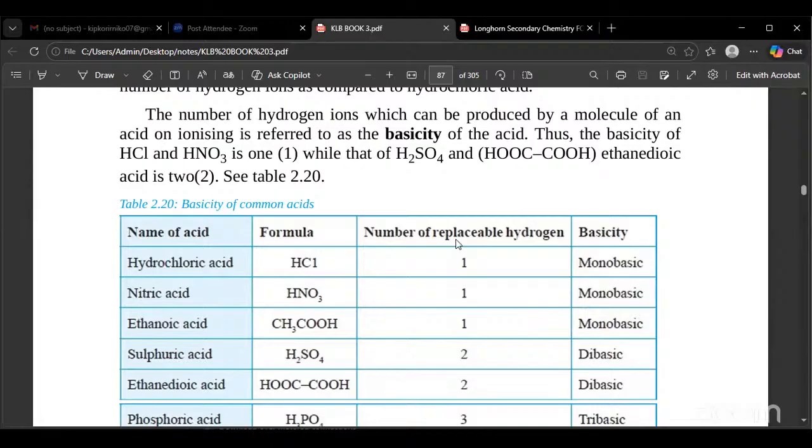And when it ionizes means when we are adding water, because most of the acids that we use are diluted. And to dilute an acid means you have added what? You have added water. I hope that one is okay.